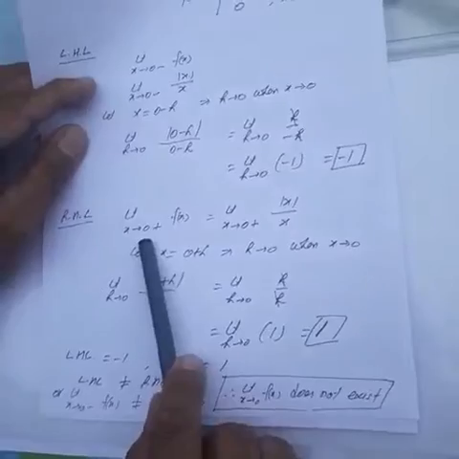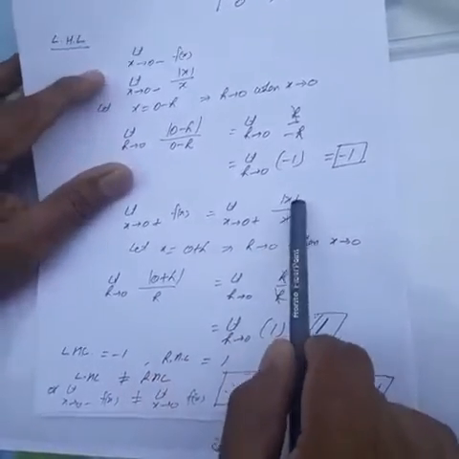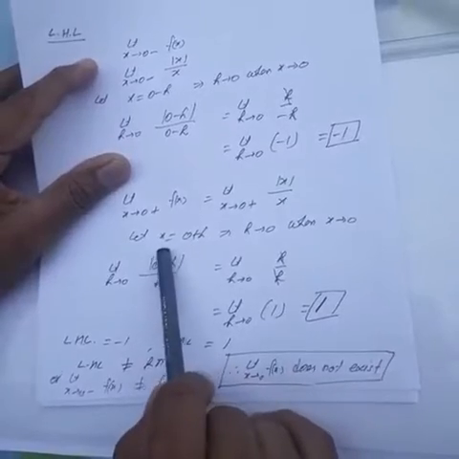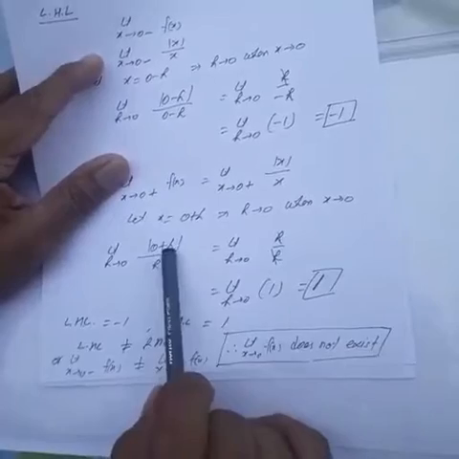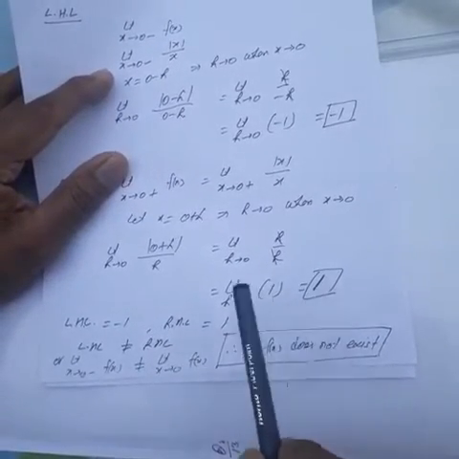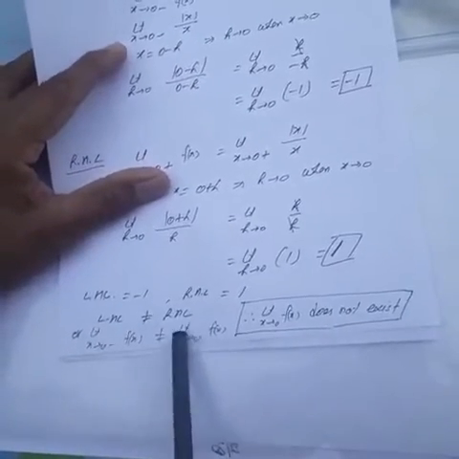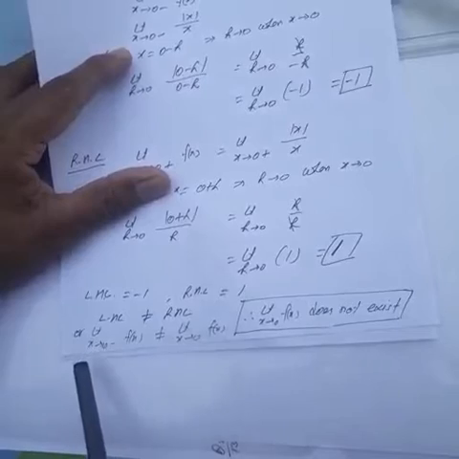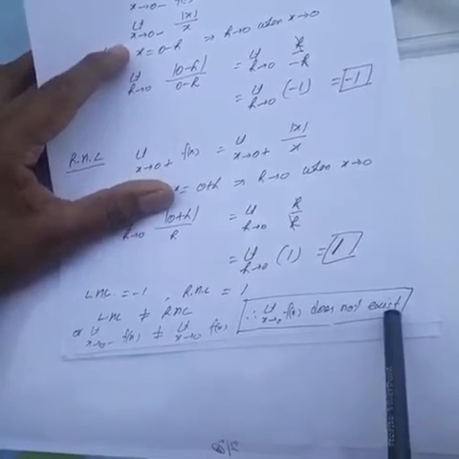Similarly, for the right hand limit, x tends to 0 plus of f(x), we put values. For the right hand limit, we will replace x by 0 plus h, h tends to 0. So mod of plus h is plus h, and after cancellation, it is 1. Here we can observe the left hand limit is not equal to the right hand limit. They are not equal, so limit x tends to 0 of f(x) does not exist.